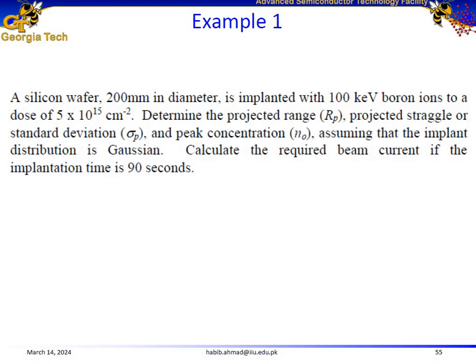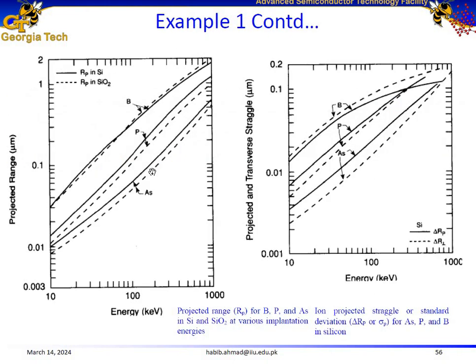Now let us focus on a couple of examples on ion implantation. Here is the first example. Consider a silicon wafer with a 200 millimeter diameter. Assume that it is implanted with 100 kiloelectron volts boron ions, and the dose is also given. We are required to determine the projected range, the projected straggle, which is also called the standard deviation, and the peak carrier concentration. So for boron at 100 kiloelectron volts, if we look at these figures, at 100 kiloelectron volts, we get to the boron curve.